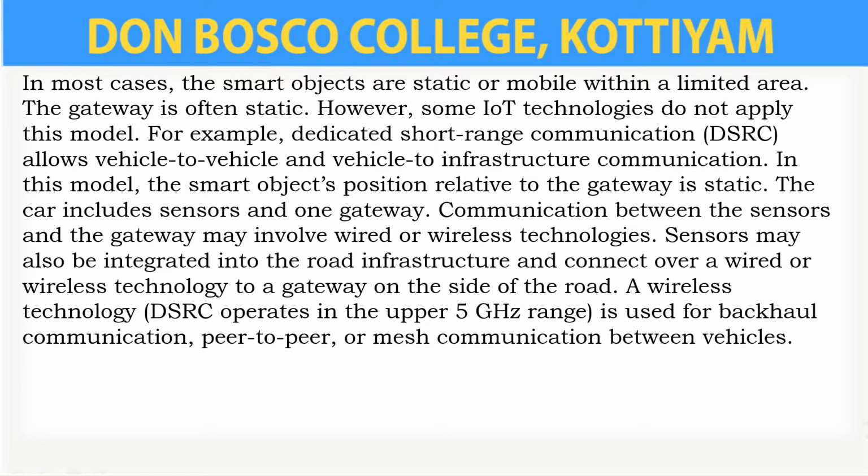And in this model, the smart object's position relative to the gateway is static. The car includes sensors and one gateway. Communication between the sensors and the gateway may include wired or wireless technologies. Sensors may also be integrated into the road infrastructure and connect over a wired or wireless technology. And the wireless technology DSRC operates in the upper 5 gigahertz range, and it is used for backhaul communication.